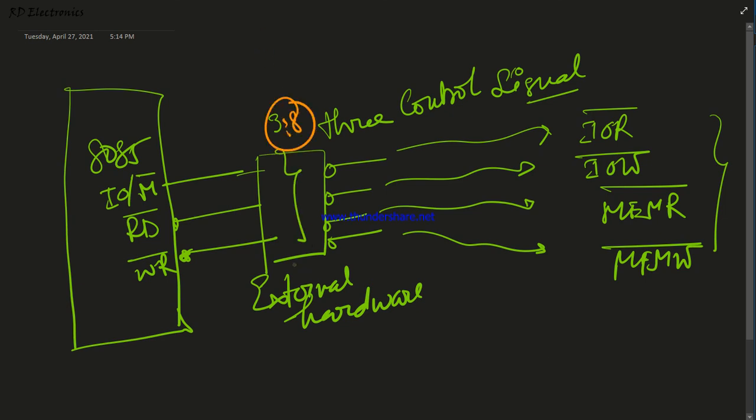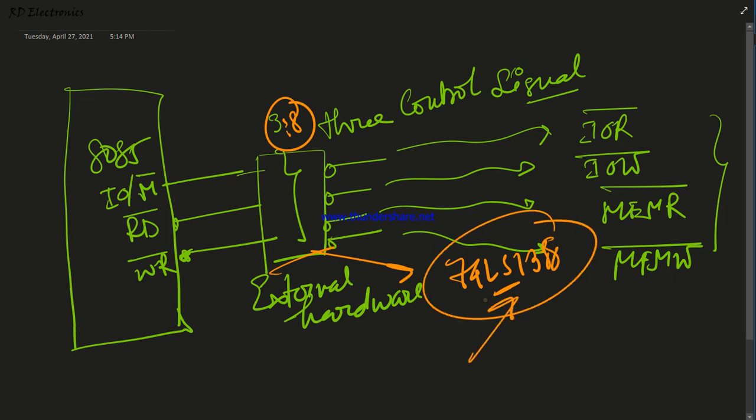This is the decoder chip. The practical decoder chip is 74LS138. LS is a technological version, a standardization. Different types of technology are available. LS means low power Schottky. ALS means advanced low power Schottky. There are different types of technologies available depending on the speed of operation, different types of speed of operation of TTL or internal BJT circuitry.